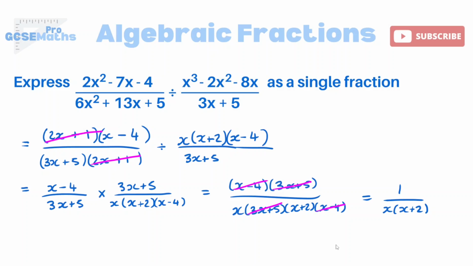Okay, so you can see the routine. We're just factorising, then applying, in this case, divide, and just cancel out as many brackets as you can find.